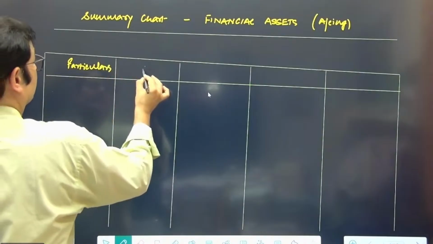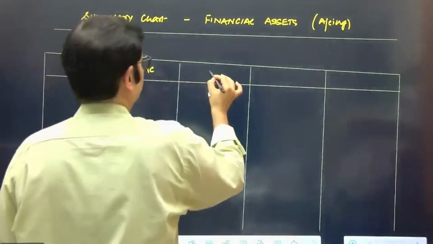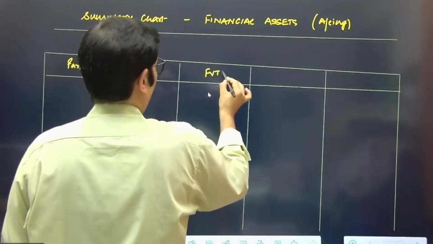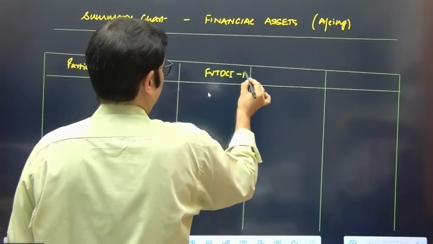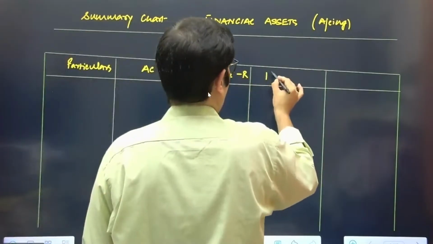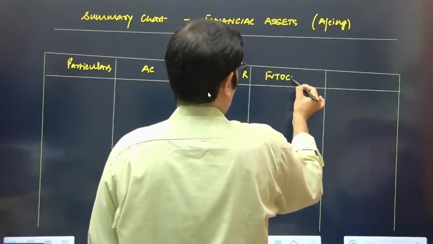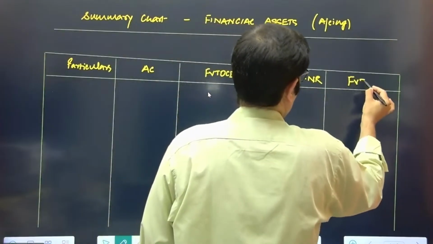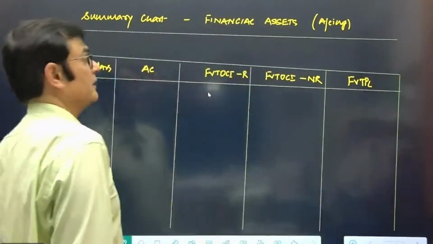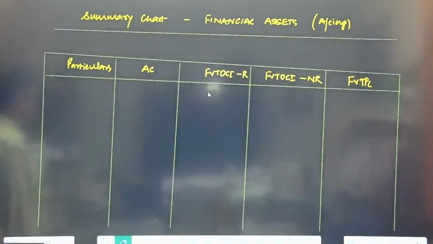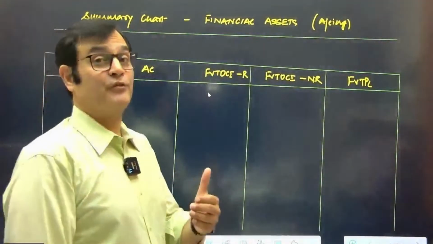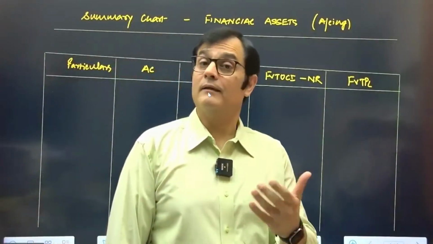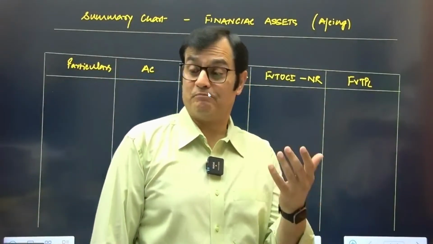Then I am taking a column for amortized cost, fair value through other comprehensive income, which is R, fair value through other comprehensive income, that is NR, and fair value through profit and loss account. So I think let's begin the journey. I'm going to put questions to you as well, because you need to decide. If you can answer these questions well, then your concepts are going very good. Let's begin.